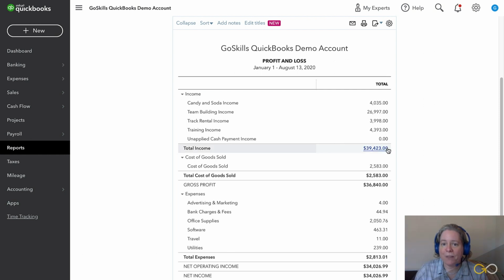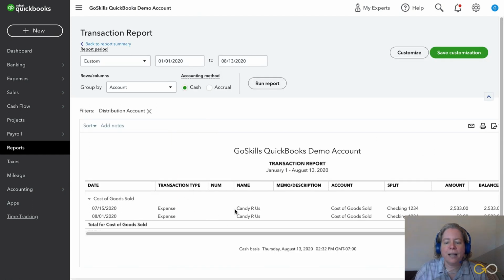So at the top, I've got my income. In the middle, I have my cost of goods. My cost of goods is the money that I spent to buy the thing that I sold to my customer. So in this example, I have $2,500. If I click on it, I can see what's happening behind the scenes. I can see that I spent money at Candy RS.